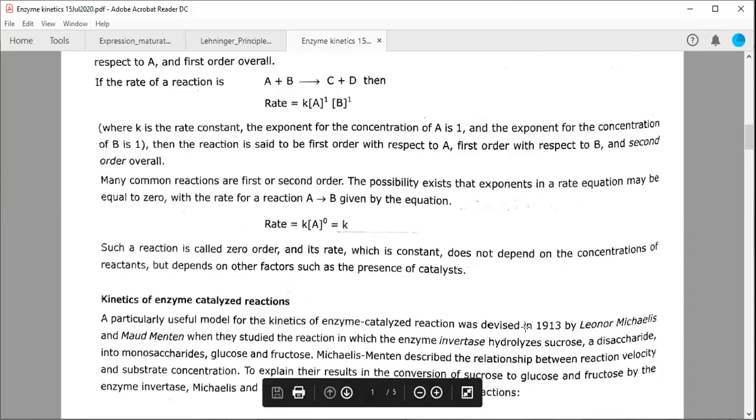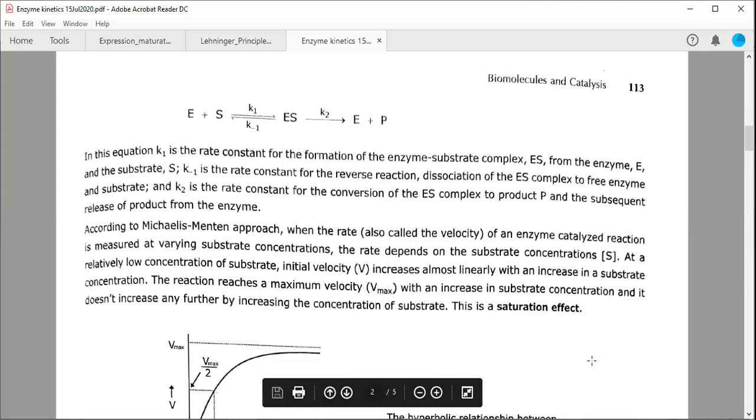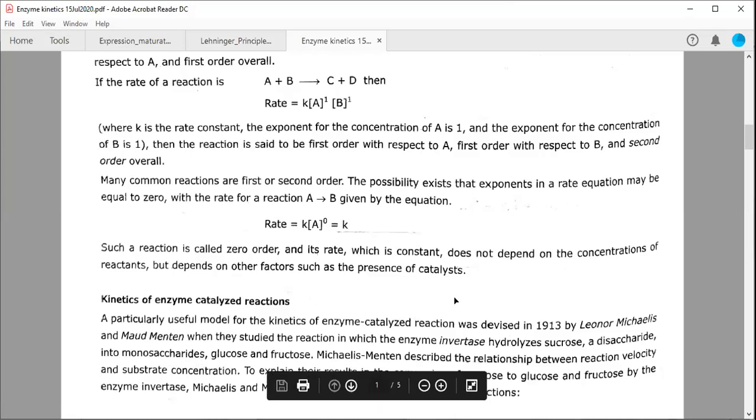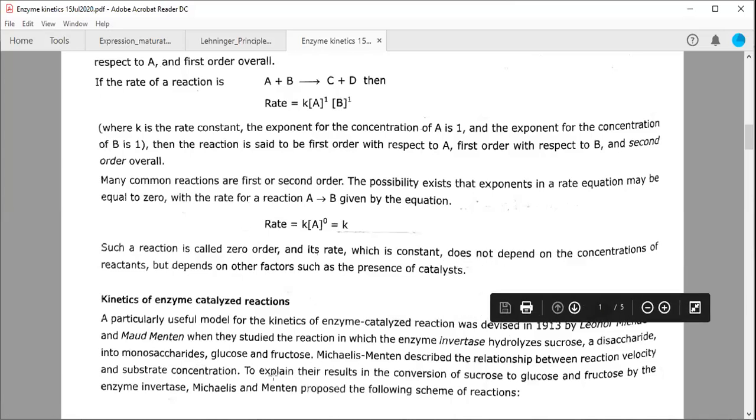Michaelis and Menten described the relationship between the reaction velocity and substrate concentration. The equation is V naught equals V max into substrate concentration divided by Km plus substrate concentration. Actually, this is a relationship between the reaction velocity and the substrate concentration itself. To explain the results in the conversion of sucrose into glucose and fructose by the enzyme invertase or sucrase, Michaelis and Menten proposed the following scheme of the reaction.